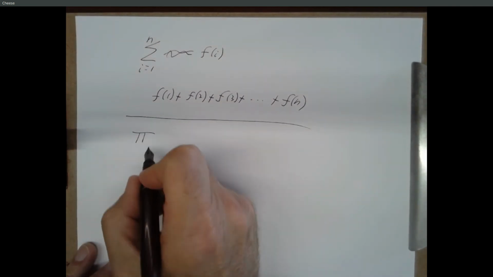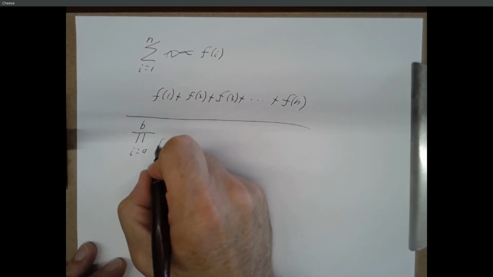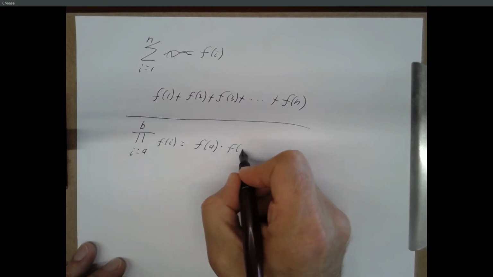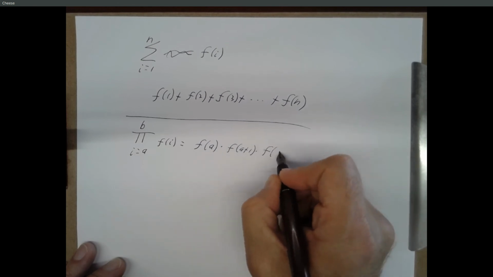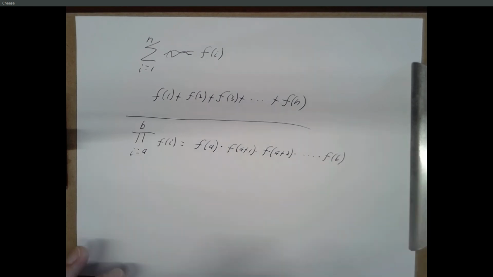And we'll also be able to say the product from i equals a to b of some function of i. That would be f of a times f of a plus 1 times f of a plus 2 times all the way up to f of b. Are there any worries on any of this? The other thing is these things can nest.